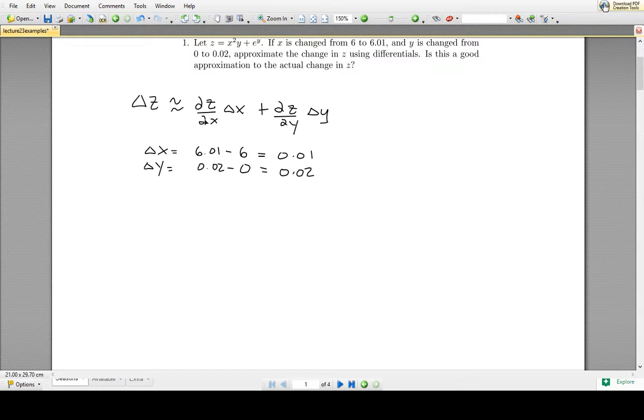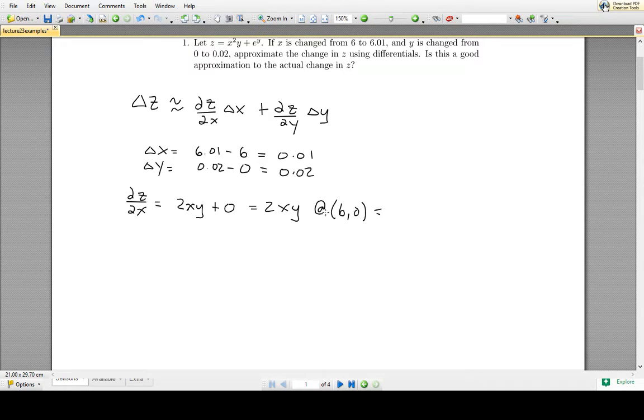And now we need to calculate these partial derivatives. So the partial derivative of z with respect to x is equal to the derivative of the first term with respect to x, which is 2xy, and the derivative of the second term of z with respect to x is just 0. So this becomes 2xy. And we want to evaluate this derivative at the original location, the original x and y. The original x and y were 6 and 0. So we want to evaluate this at x equals 6 and y equals 0.